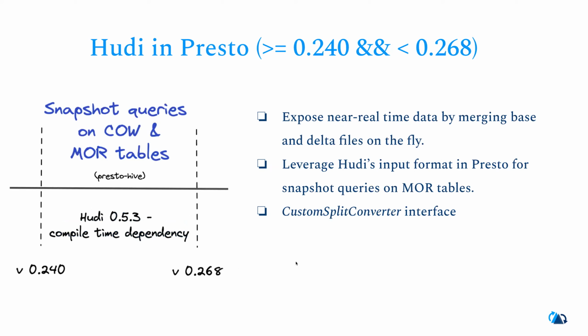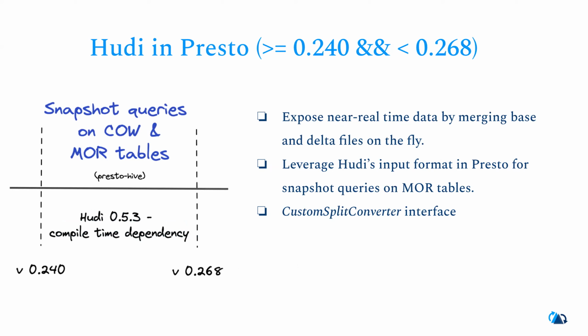Yes. So up to that point, version 2.40, we only supported read optimized queries for merge on read table. Snapshot querying on copy on write was already on par with querying Parquet files with Hive connector. But we wanted to bring the same kind of efficiency to merge on read tables, snapshot queries for merge on read tables.